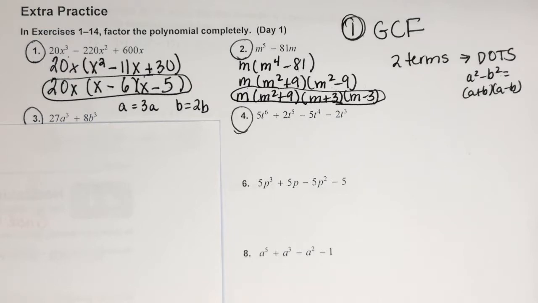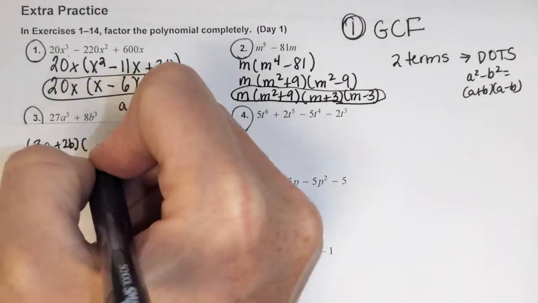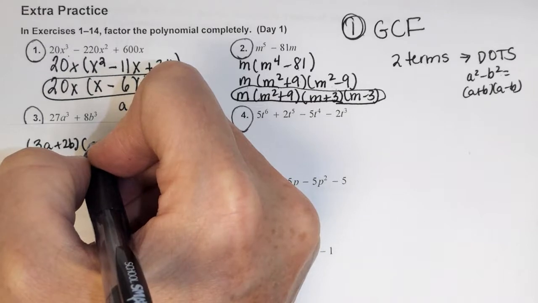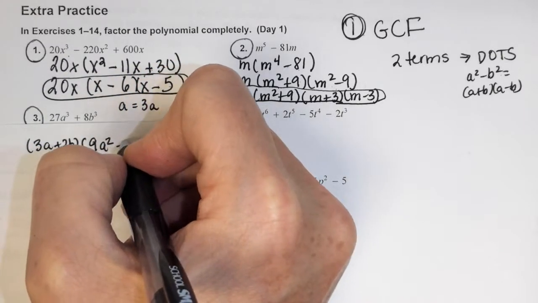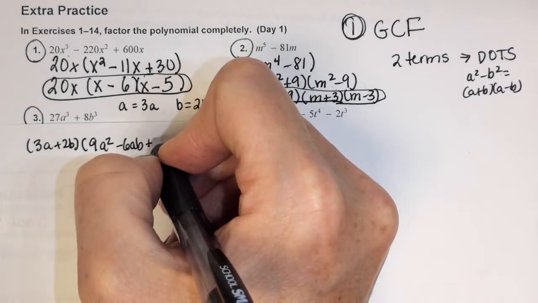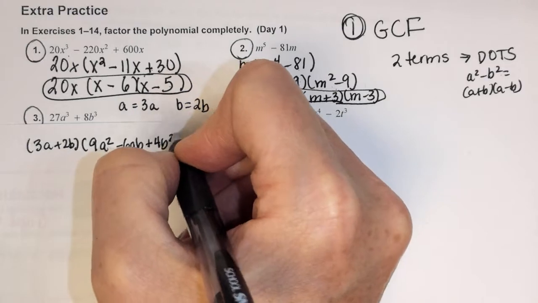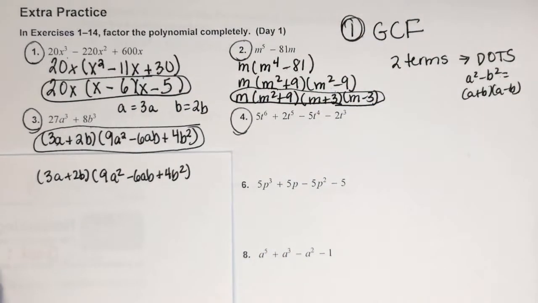Ethan, do you have it? Yeah. What is it? It's going to be 3a plus 2b, and then that's multiplied by 9a squared minus 6ab plus 4b. Perfect. Okay.